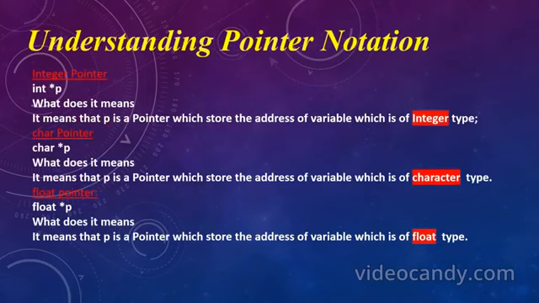So let's understand the pointer notation. As we discussed, int *p. Now let's discuss what it means. It means that p is a pointer which stores the address of a variable which is of integer type. Similarly, what does char *p mean? It means that p is a pointer which stores the address of a variable which is of character type. That is, they store the address. So float *p, what does it mean? It means that p is a pointer which stores the address of a variable which is of float type.